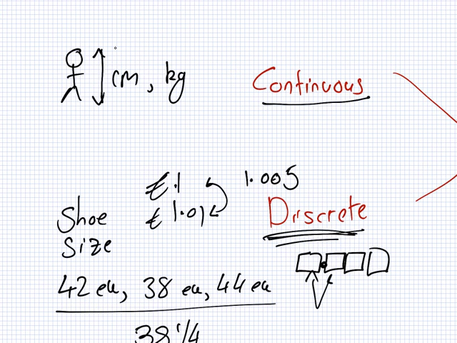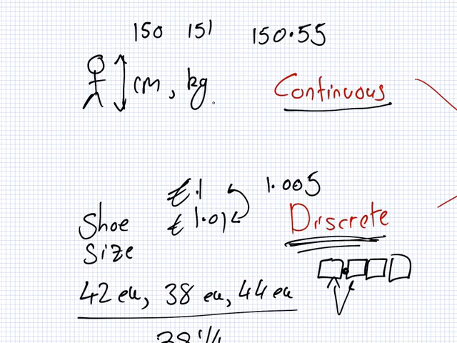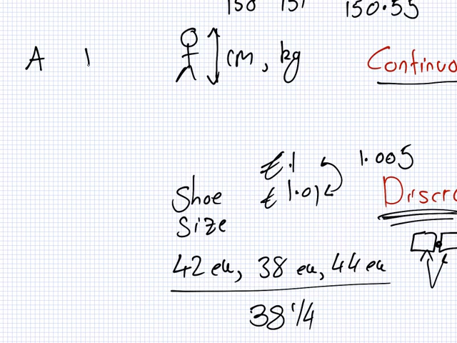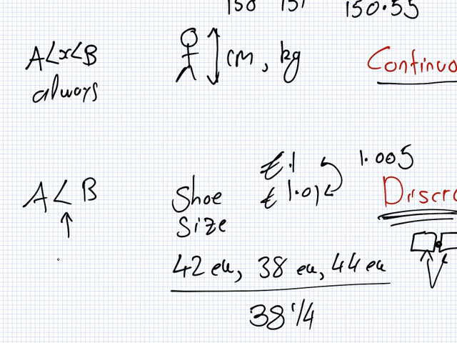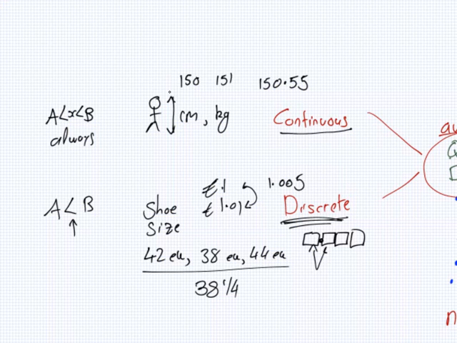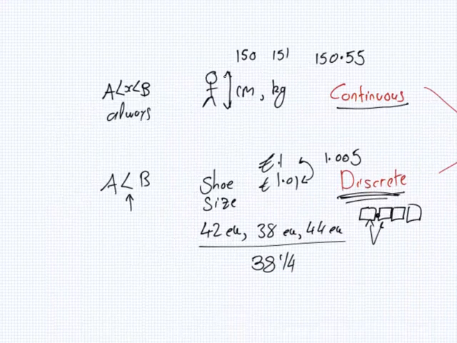But height, can you be 150? Yes. Can you be 151? Yes. Can you be 150.55? Yes, you can. So for continuous, if you have A and you have B, then you can always be in the middle, always. But for discrete, if you have A and you have B, maybe you can't be in the middle. I don't know. Is that clear or is that confusing? Maybe we'll try some examples.